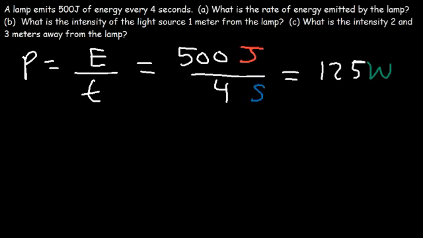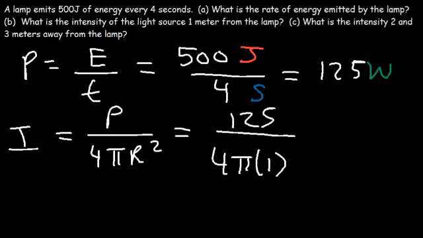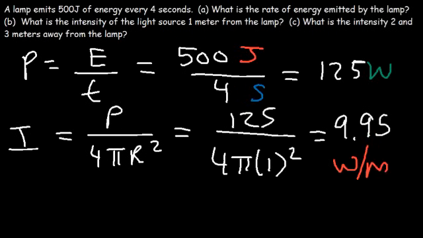Now what about part B? What is the intensity of the light source 1 meter away from the lamp? So we can use this equation to find that answer. So it's going to be the power, which is 125 watts, divided by 4 pi times 1 squared. So 125 divided by 4 pi is 9.95 watts per square meter.